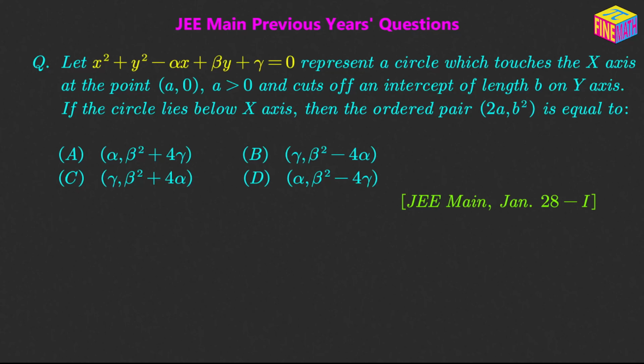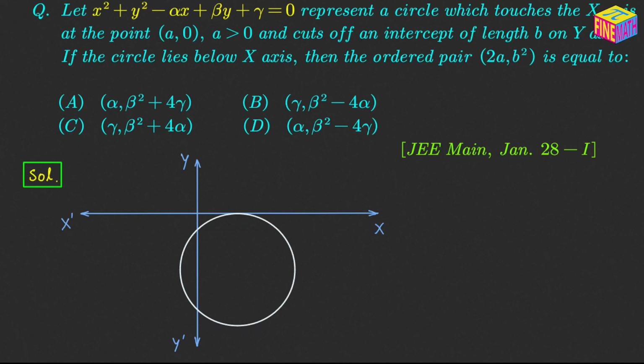So let's get started. First, I'm going to draw the coordinate plane and the circle. Let's suppose the circle is like this. It touches the x-axis and it cuts an intercept on the y-axis. It lies below the x-axis. Let's suppose the point of contact on the x-axis is A, whose coordinates obviously would be (a, 0). And let's suppose the circle cuts the y-axis at the points P and Q. And let's assume the center of the circle is located at point C.